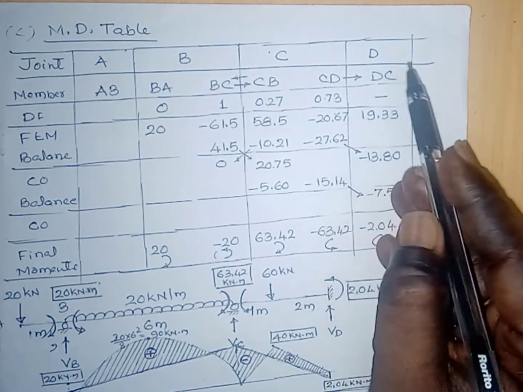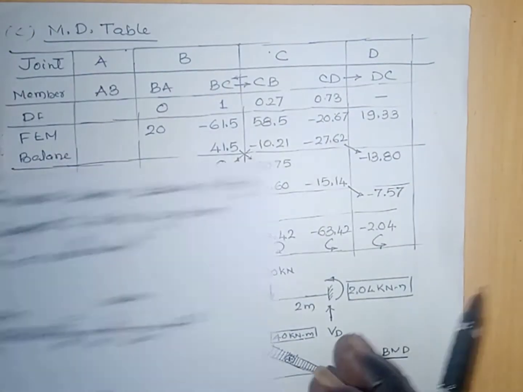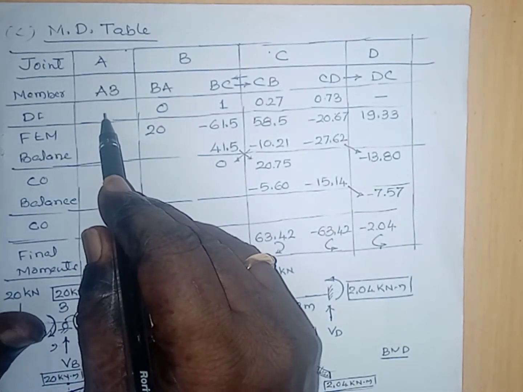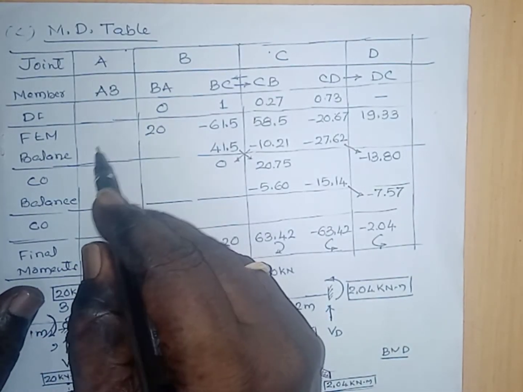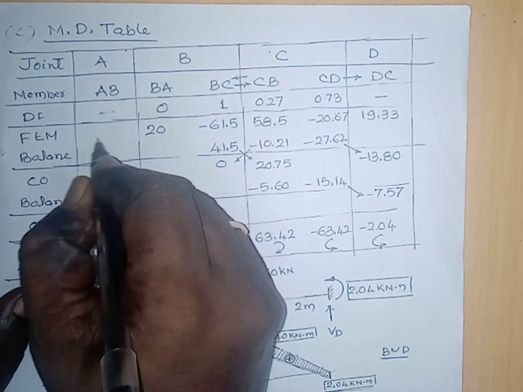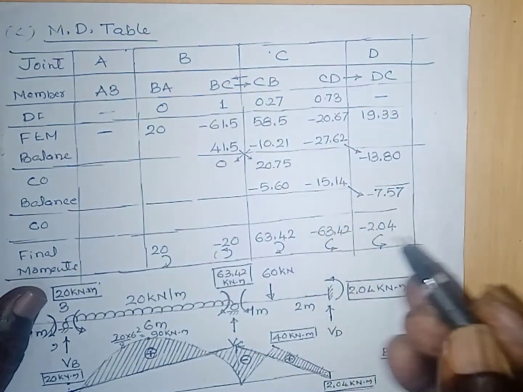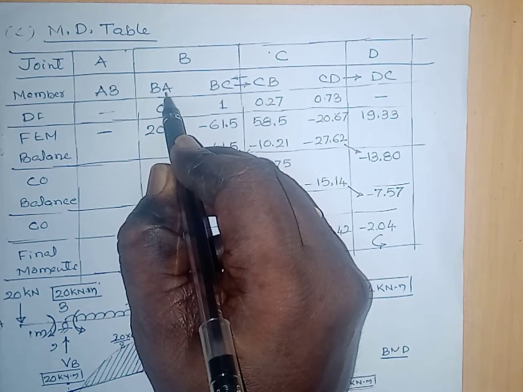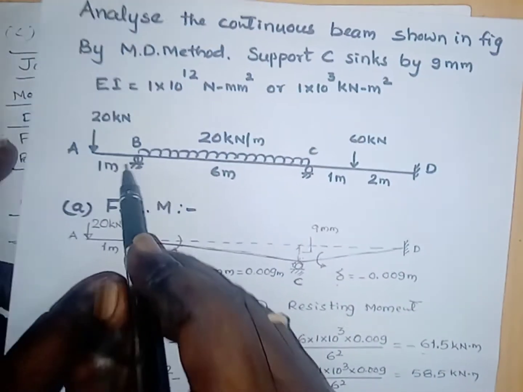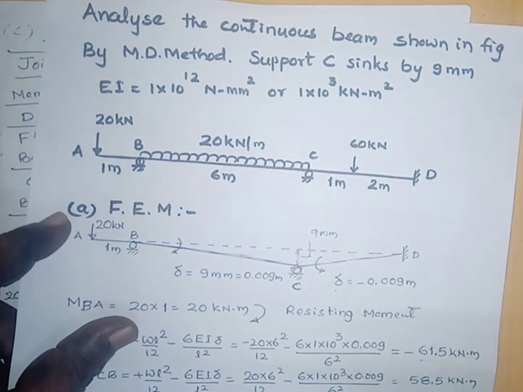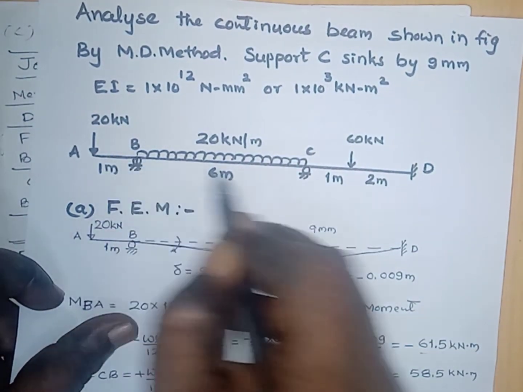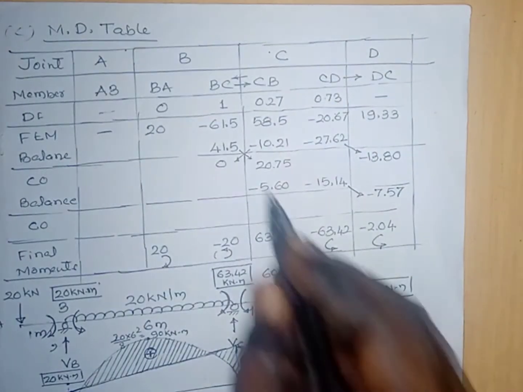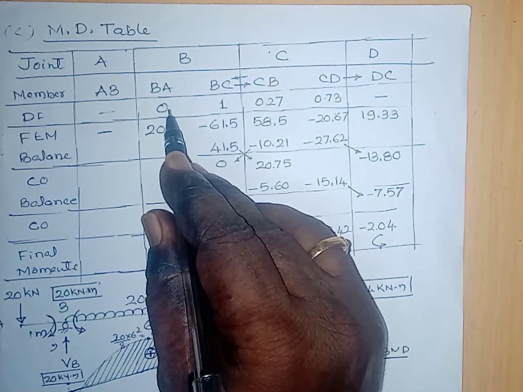By observing this, AB is the overhanged portion. Therefore no distribution factor, no fixed end moment. There is no need to write A, but we have written it here. At joint B, two members are connected, one is BA, one is BC. Here the distribution factors for BA and BC are 0 and 1.